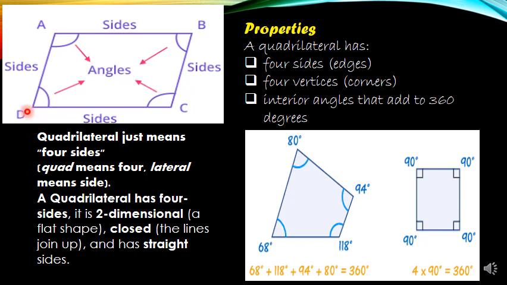A polygon which has 4 sides is called a quadrilateral. So any polygon, as soon as you see that it has 4 sides, you can tell it is a quadrilateral. Quad means 4, lateral means side. Since it has 4 sides, it is called a quadrilateral. A quadrilateral has 4 sides. It is 2-dimensional, that means it is a flat shaped polygon, and it is a closed figure. Polygon means it is going to be closed only.